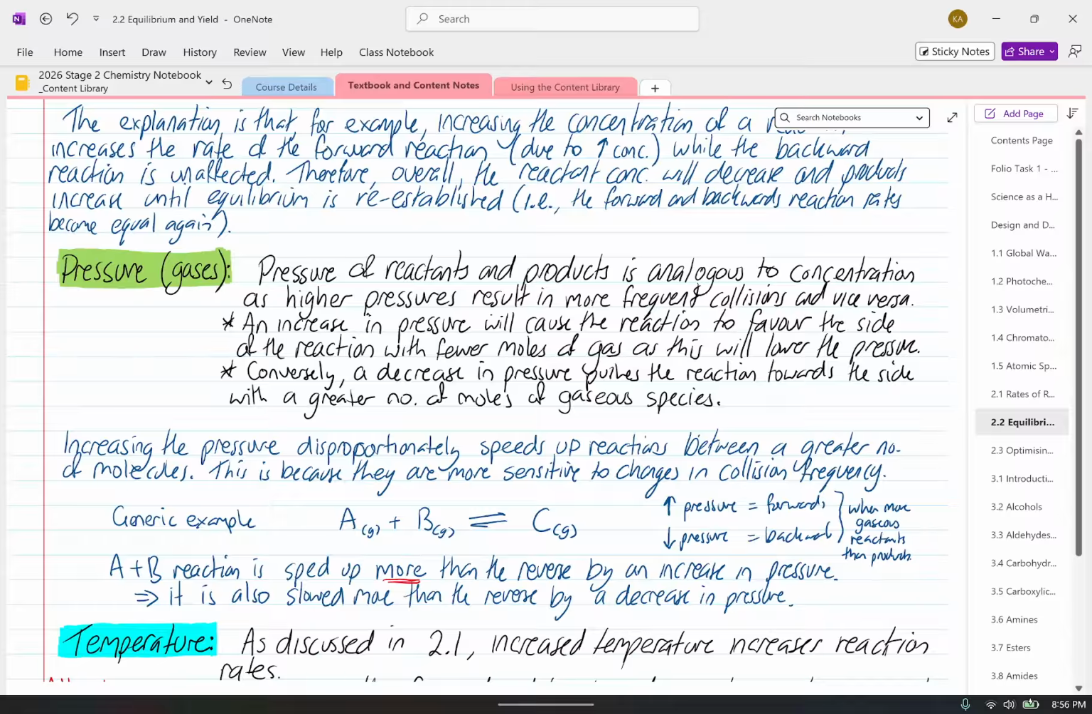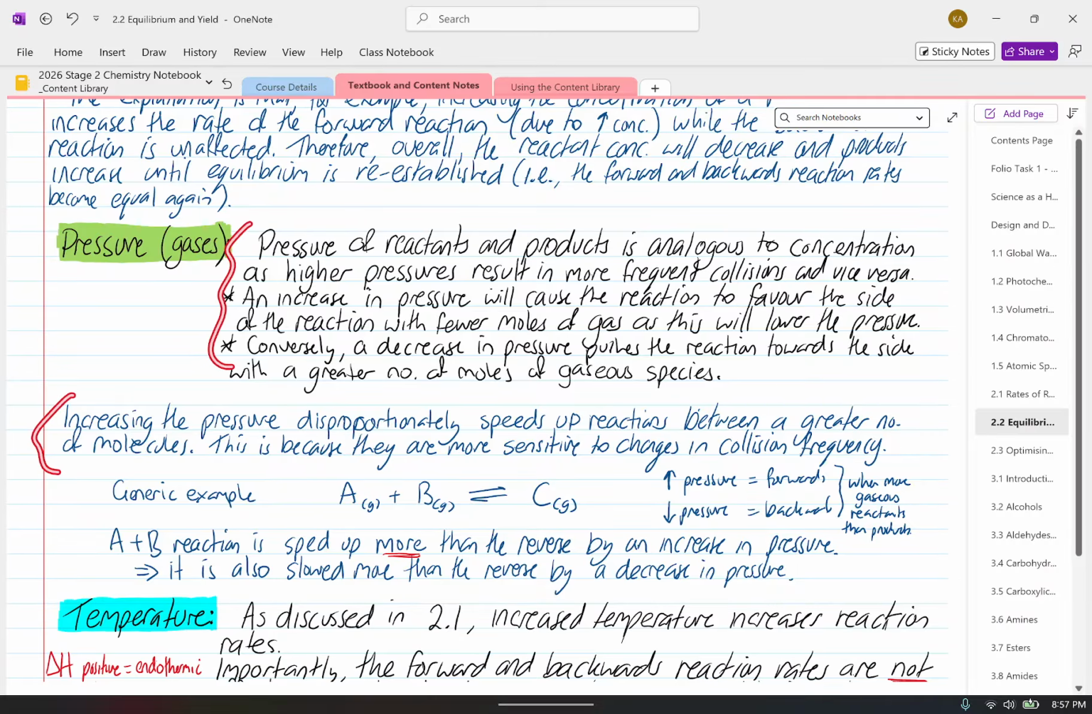Now we do have an example down here, and I'll use this example for both the Le Chatelier's principle bit and the actual explanation. This reaction here, we have our stoichiometric coefficients at the front, so we have one of A, one of B, and one of C. In this particular case, on the left-hand side, we have 2 molecules of gas, so the molar ratio of gas is 2 to 1 on the right-hand side. So 1 plus 1, and then 1 on the right.